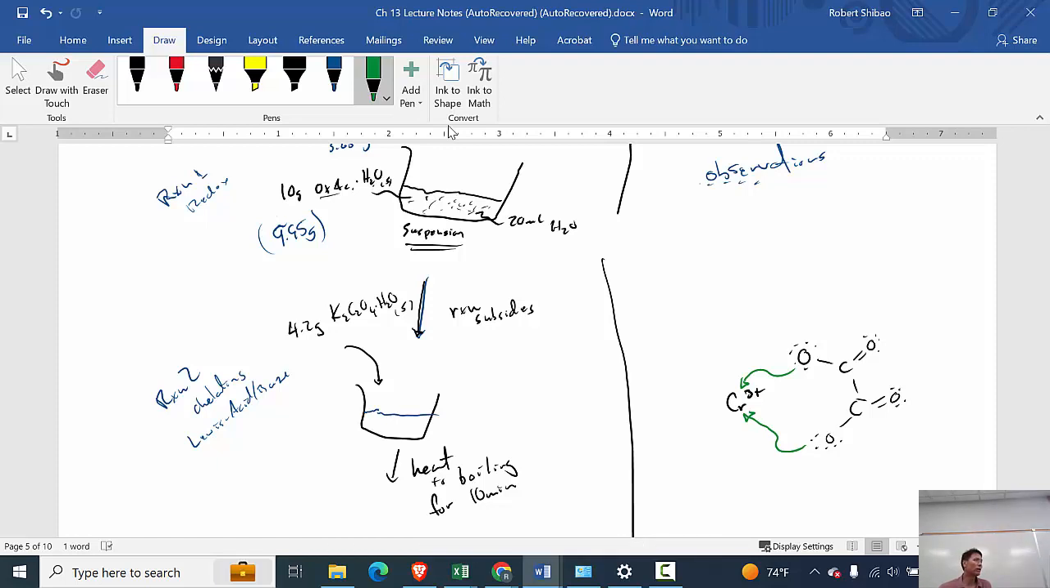Usually we heat this up, we'll get more collisions, and the reaction should proceed faster. Normally when you heat things up, you get more collisions, more energy, and typically that helps speed up things. We can fit 3 of these oxalates around chromium.